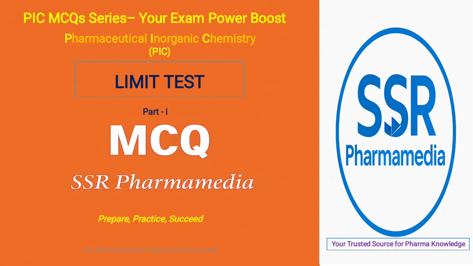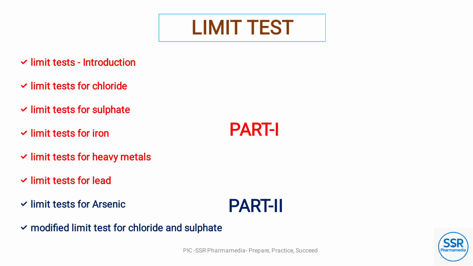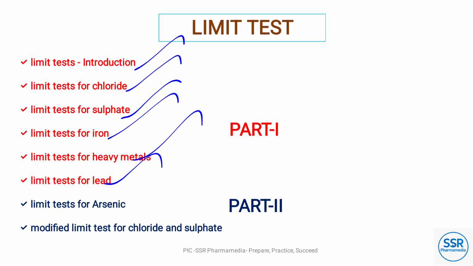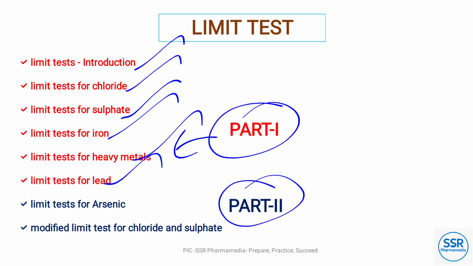So, in this PIC, Pharmaceutical Inorganic Chemistry, today we are going to discuss limit test part 1. Prepare, practice, succeed. In the limit test, today we are going to cover limit test introduction, limit test for chloride, limit test for sulfate, limit test for iron, limit test for heavy metal, limit test for lead. So it is part 1. And in the next video we will cover part 2, limit test for arsenic and modified limit test for chloride and sulfate.